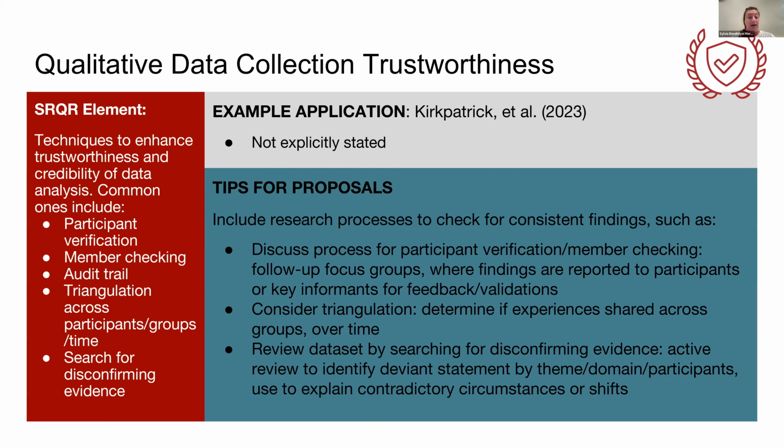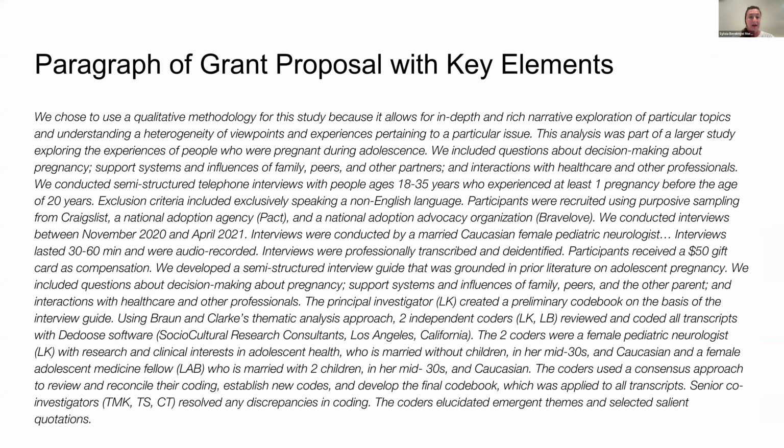Now, just to point out here, this was something that was not explicitly stated by Kirkpatrick at all. They may have included steps like this within their research study, but there was no statement saying, for example, we search for disconfirming evidence, or no statement saying we address trustworthiness in this manner, just as a point. And so as you think about building your studies, think about how you might incorporate this participant verification or triangulation or searching for disconfirming evidence in your study.